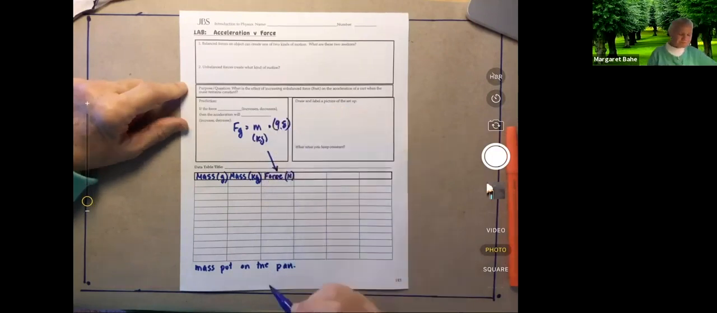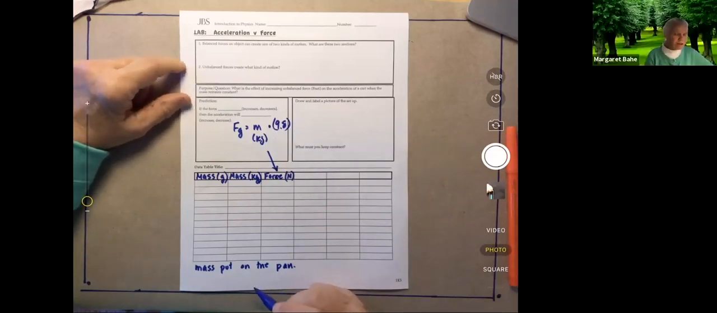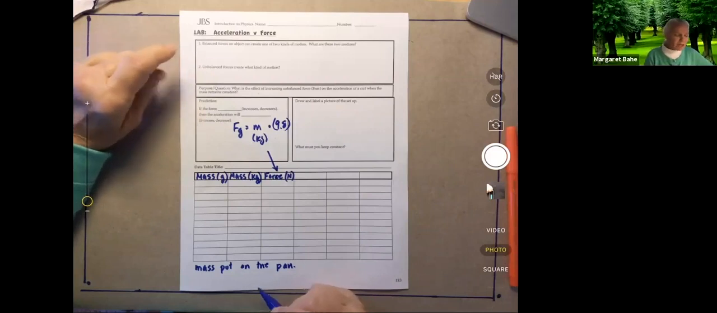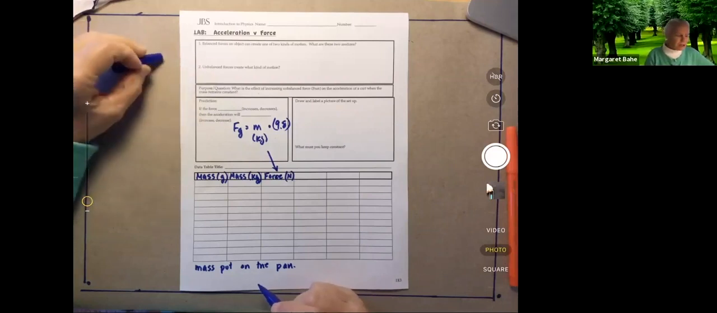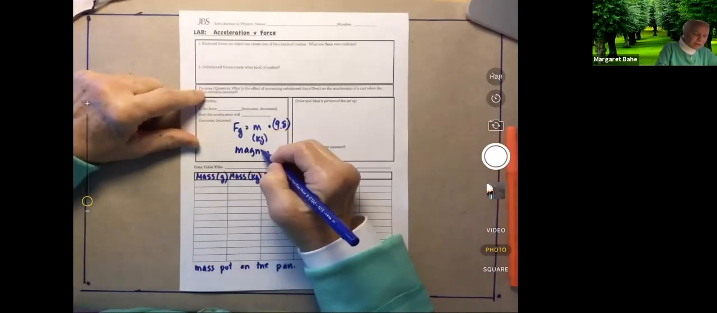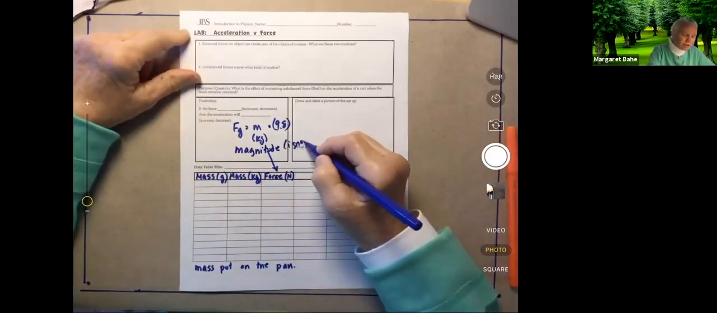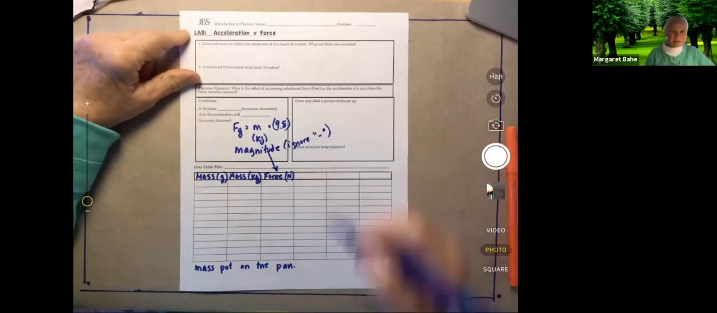So to figure out this column, we're going to use the force of gravity equals mass measured in kilograms times 9.8. Isn't it negative though? It is. And today we're going to ignore the sign. We know it's going down. We're just interested in the magnitude of that force and not the direction of the force. So we're going to ignore the negative part of it.